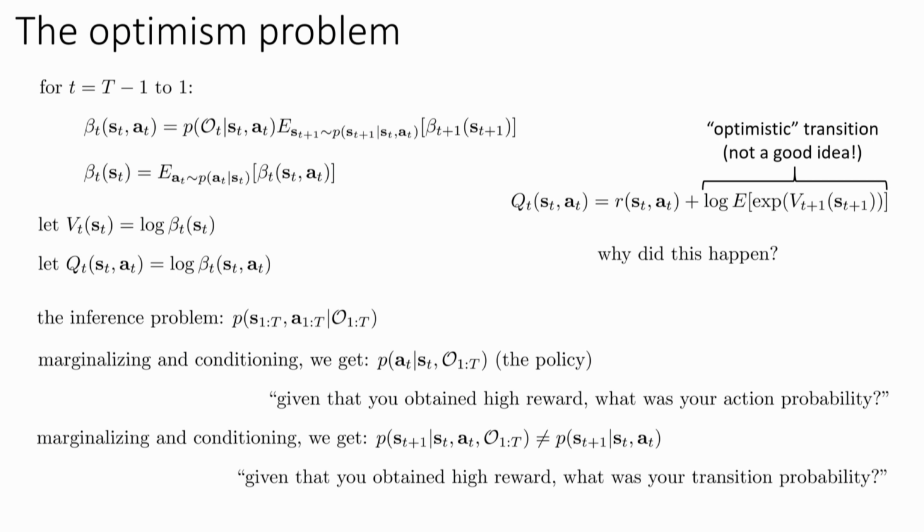But can't the O sequence be anything? Why are you assuming that they're all ones? One possibility is that maybe the O sequence is not all ones. It turns out that this problem happens if there is any evidence in the future. If your evidence is about the future, this optimism bias will take place. The intuition is that there's nothing that privileges the policy over the dynamics. They're both just two CPDs in a big graphical model, and they'll both change in the posterior given your evidence.